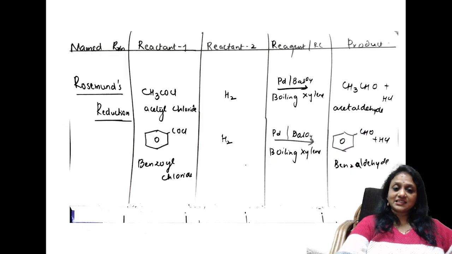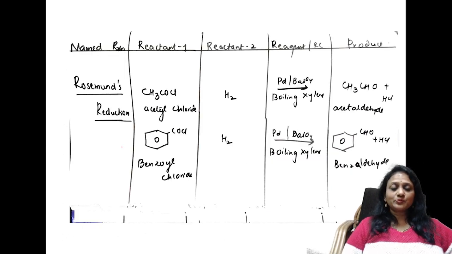Right, students? Let us come and see Rosenmund reduction. So basically Rosenmund reduction in the exam, as you all know, is a sort of reduction process where you're going to remove oxygen in the presence of palladium and barium sulfate.